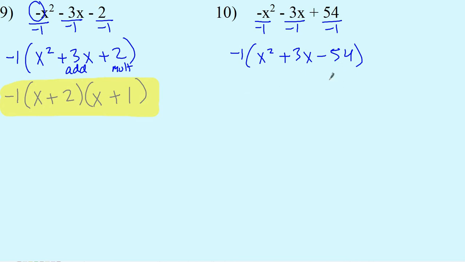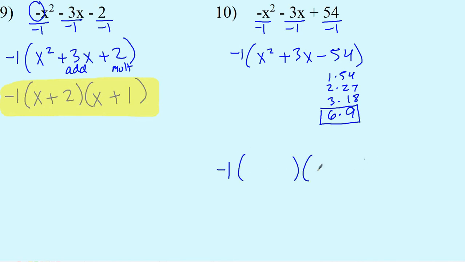So then I do my factors of 54. 1 times 54, 2 times 27. Ooh, 3 times 18. Nope. Just kidding. Okay. 4 is not going to work. 5, 6 times 9. Yeah, there we go. And that's the winner. All right, so we leave that -1 out front.